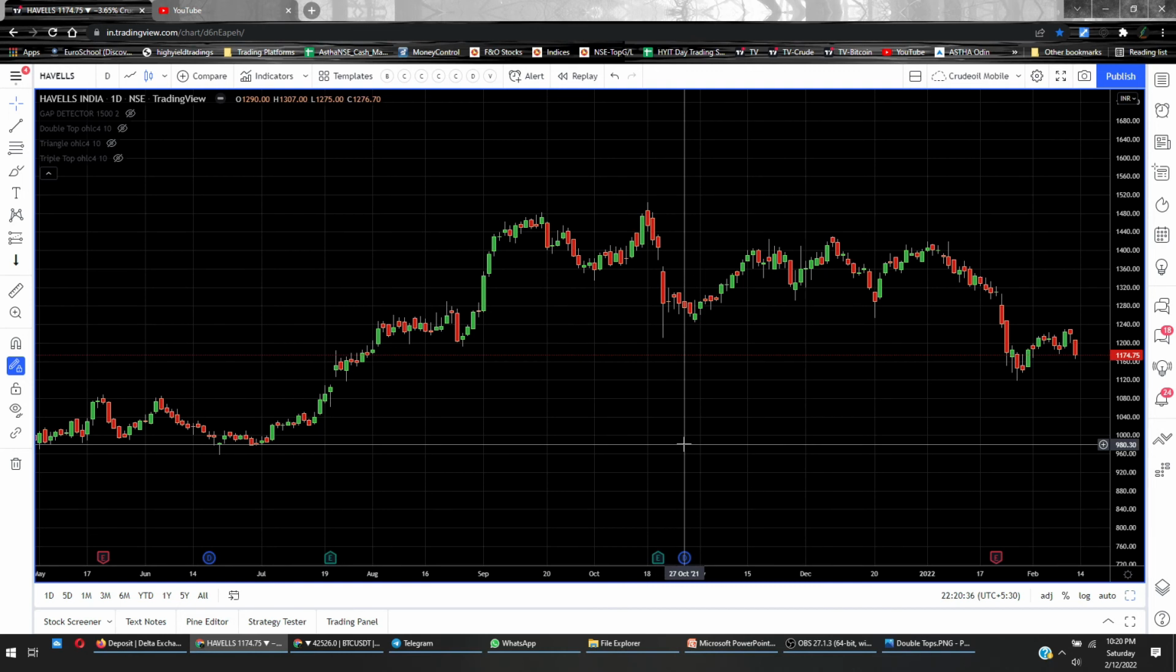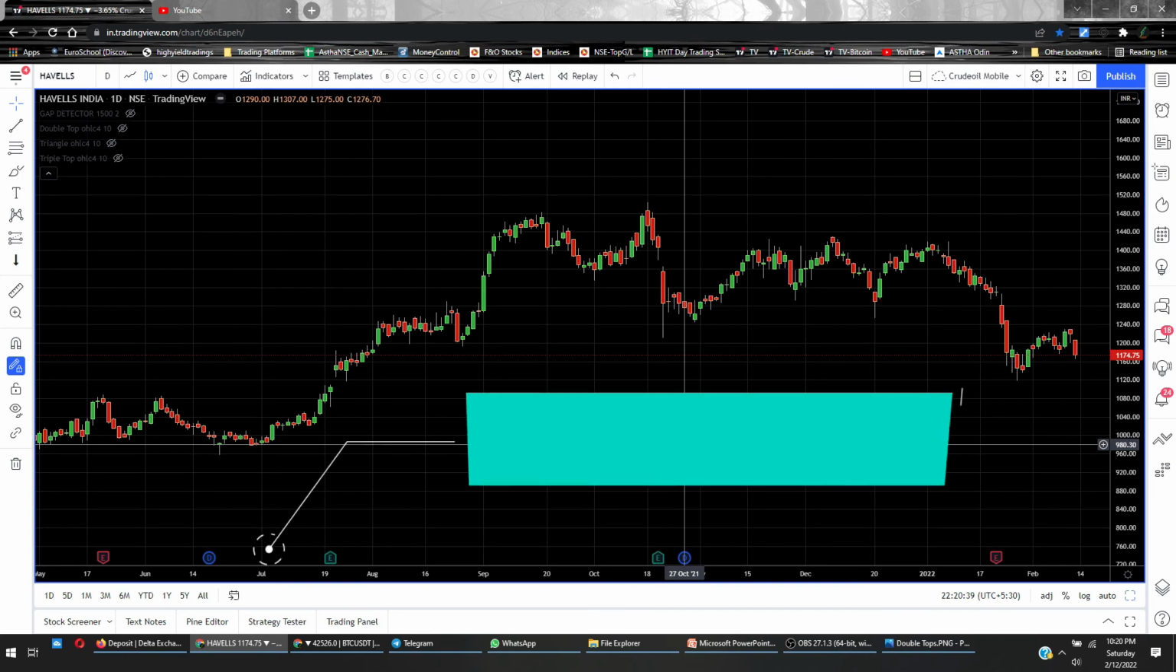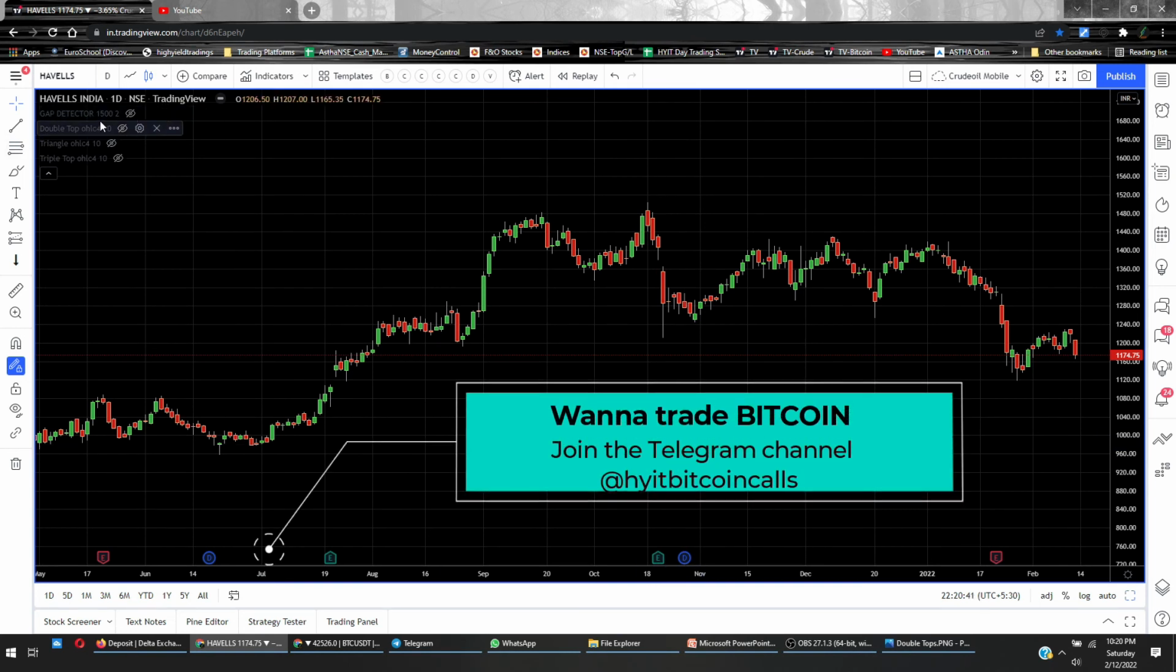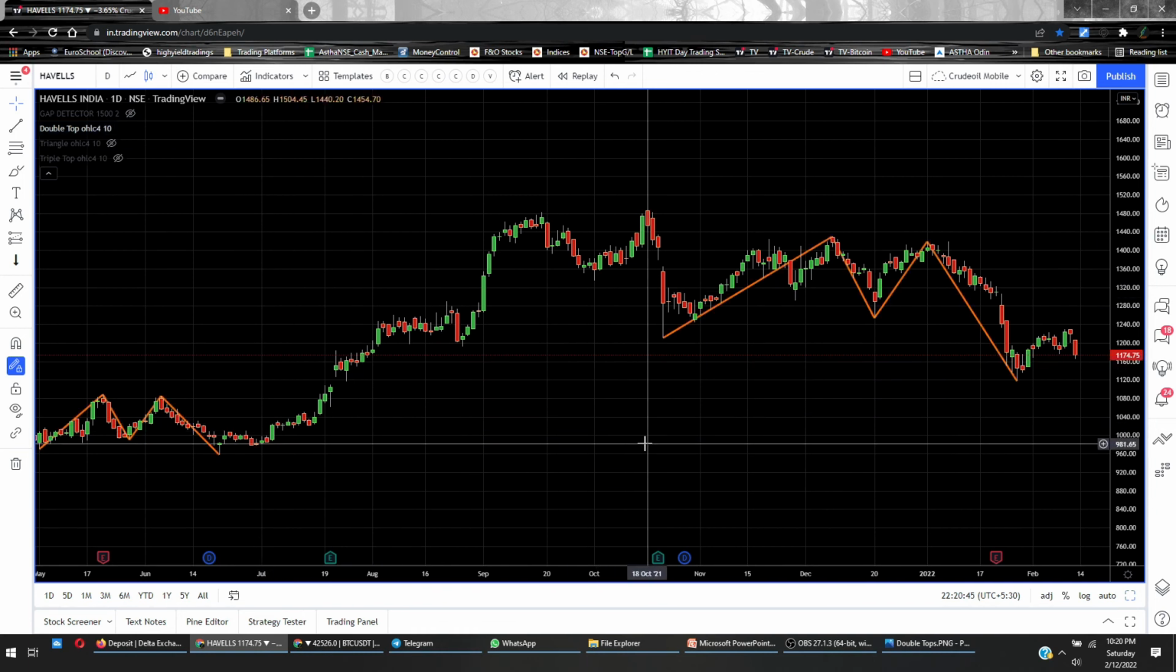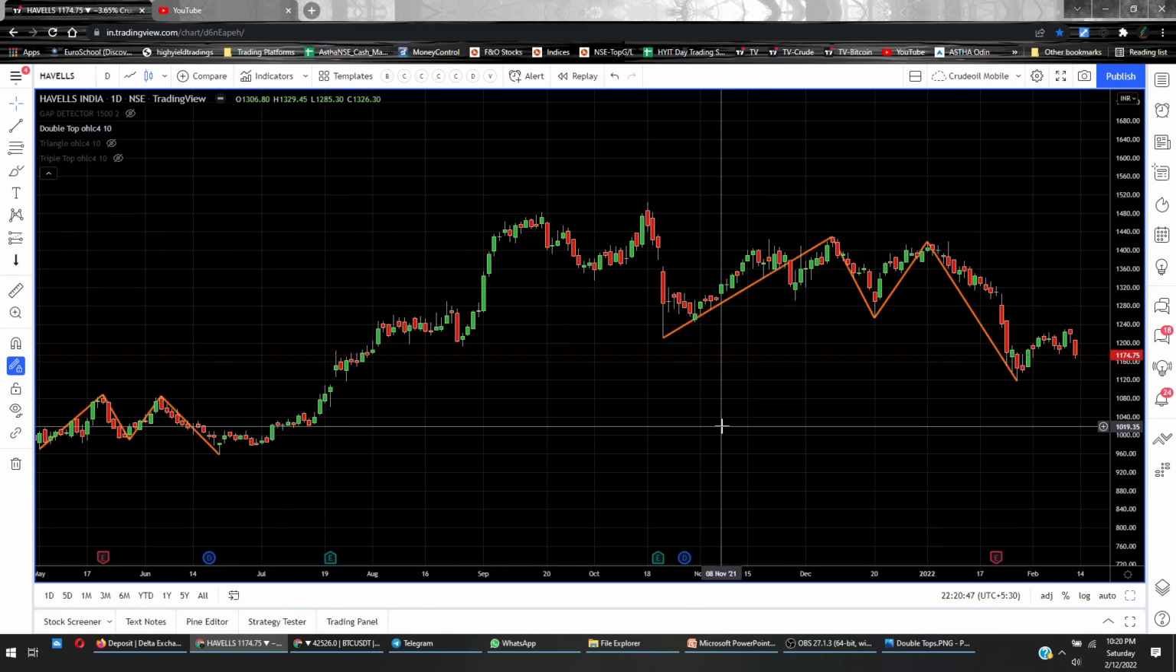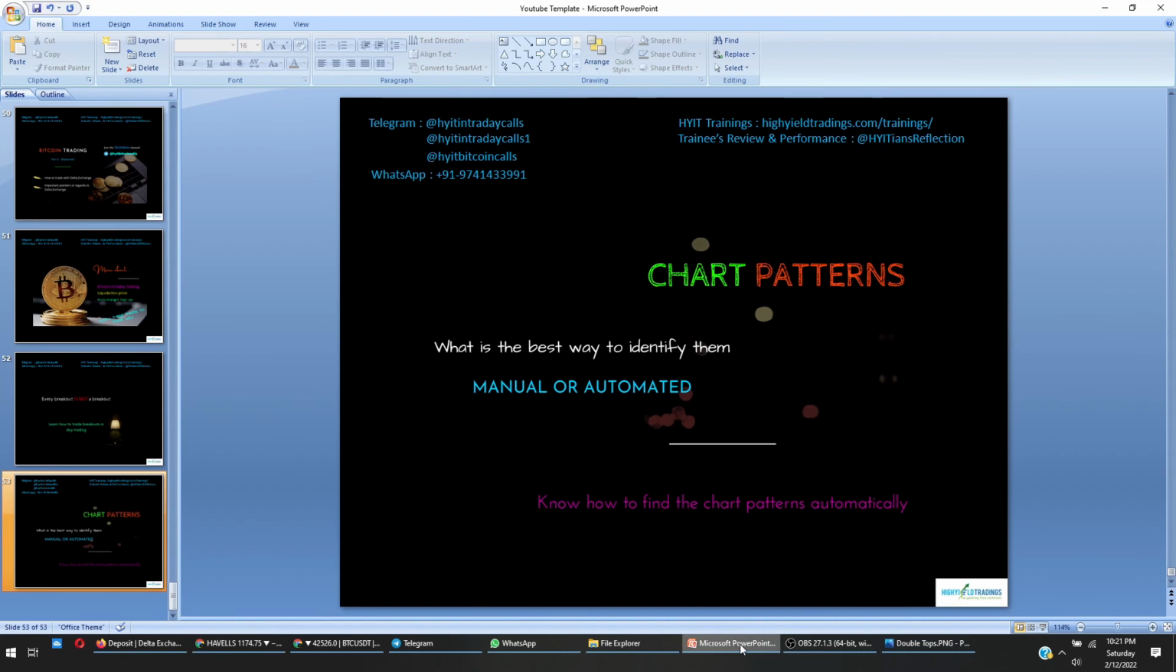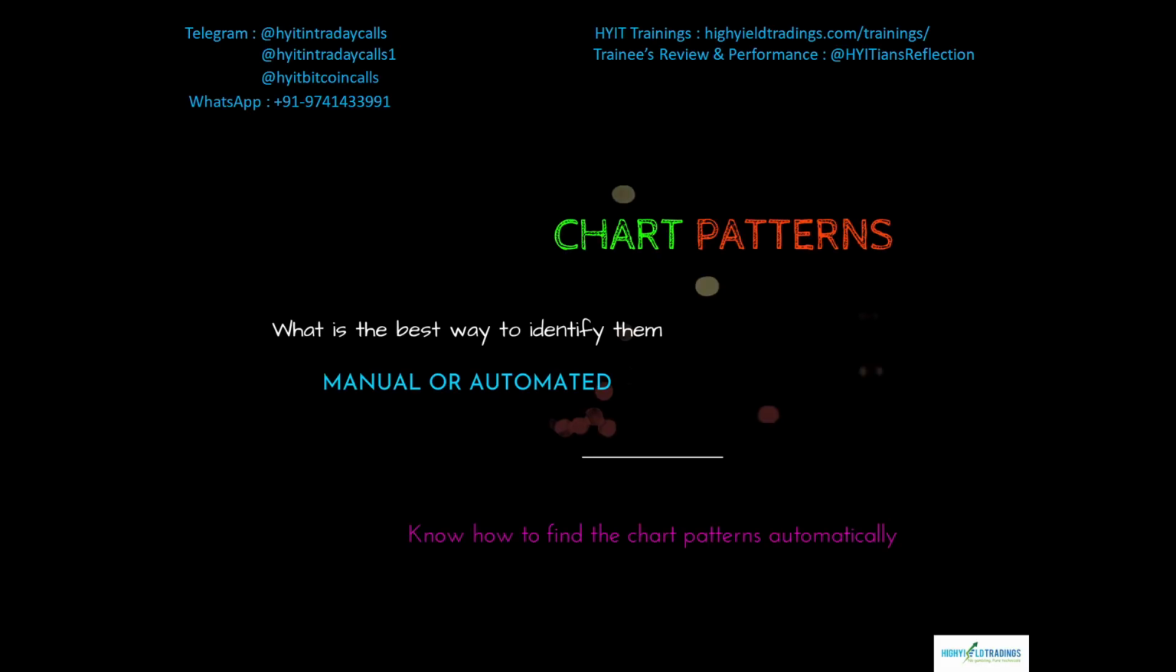It's just that how much time are you spending with the charts? Okay, so let me go ahead and bring the double top again. So this is what I wanted to make you understand, guys, that it's not always good to follow an automated way of finding out things. Okay, there will be many scenarios wherein you should manually jump in and try to find a solution. Okay, so this is what I wanted to share with you guys.